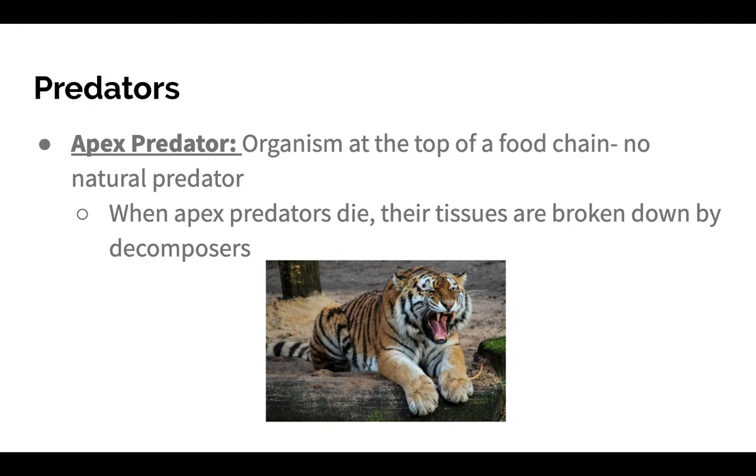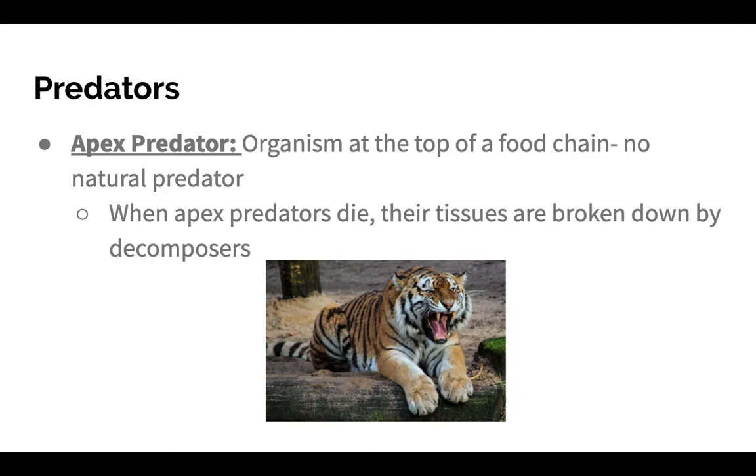So for predators, we know that predators are organisms that hunt or prey on other organisms for food. There's a special kind of predator, though, called an apex predator. This is an organism that's at the top of the food chain. So a tiger, for example, or a lion would be an apex predator because they don't have any natural predators above them. They are the top.